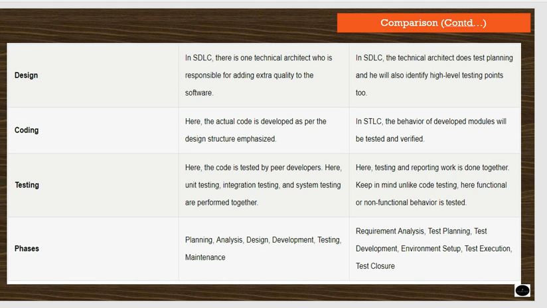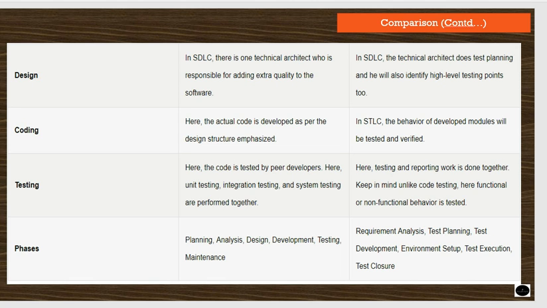Testing. Here, the code is tested by peer developers. Unit testing, integration testing, and system testing are performed together. But in STLC, testing and reporting work is done together. Keep in mind, unlike code testing, here functional or non-functional behavior is tested. Phases.